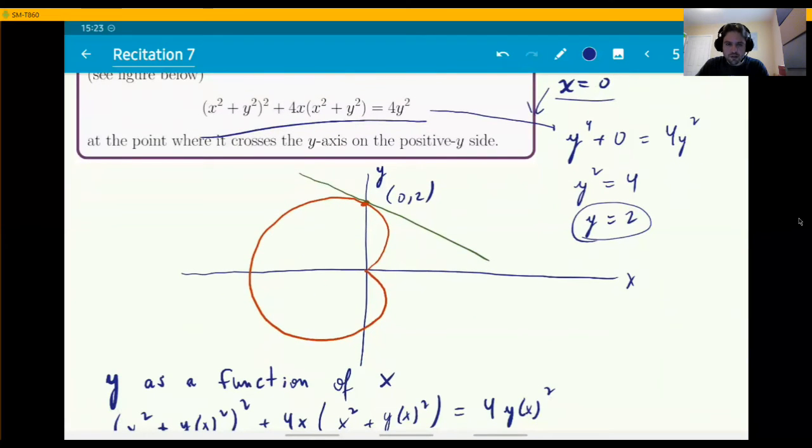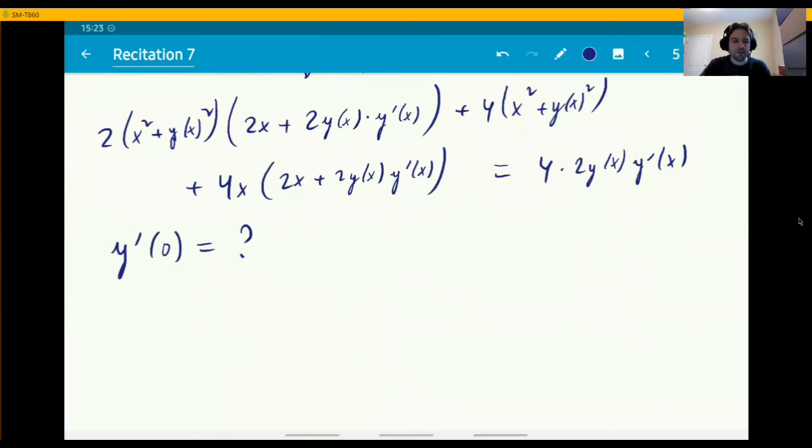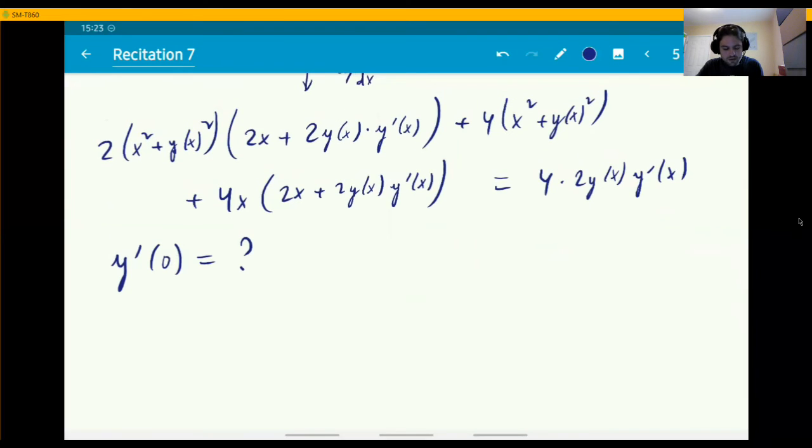The very last thing that you need now is y prime of 0 in order to find the equation of the tangent line. We want to find the derivative when the x value is 0. So we're going to plug in 0 into this equation right up here, this one, because this is the equation that contains y prime, the number that we want to find. So plug in x equals 0, and I guess y of x will become 2.